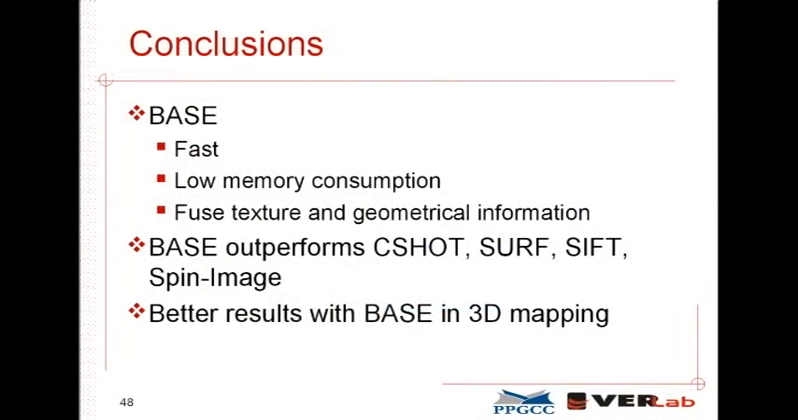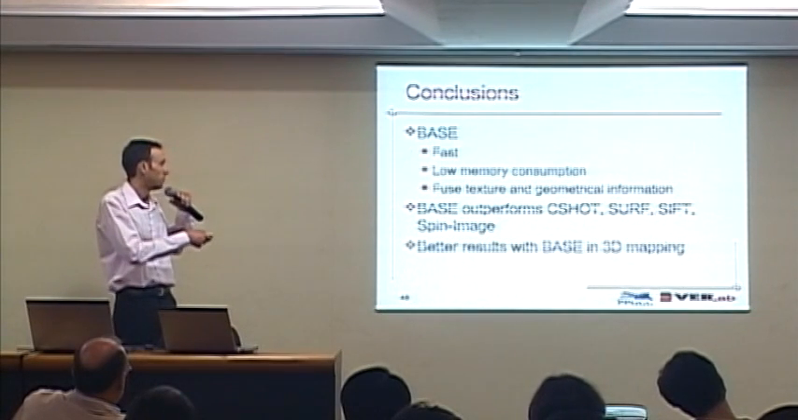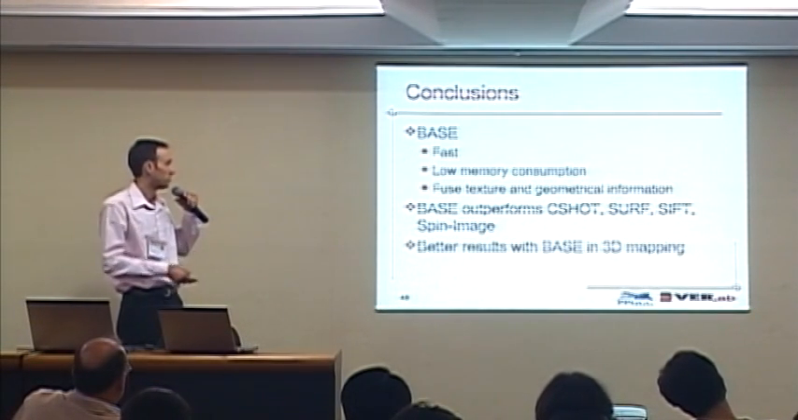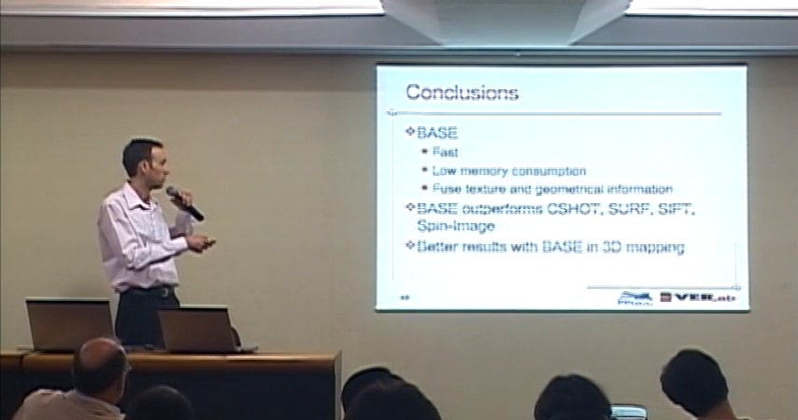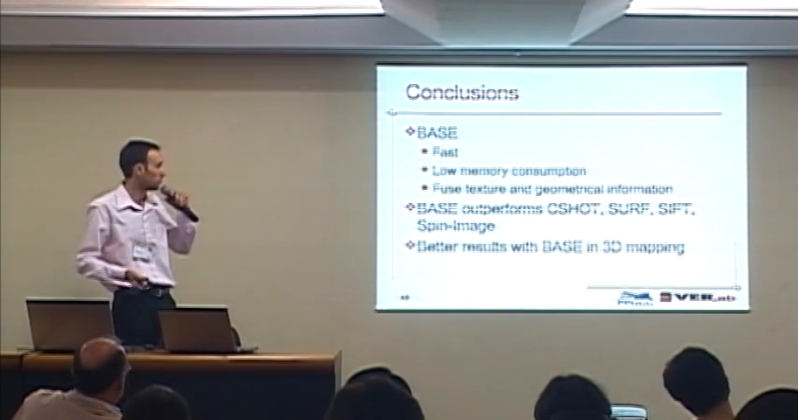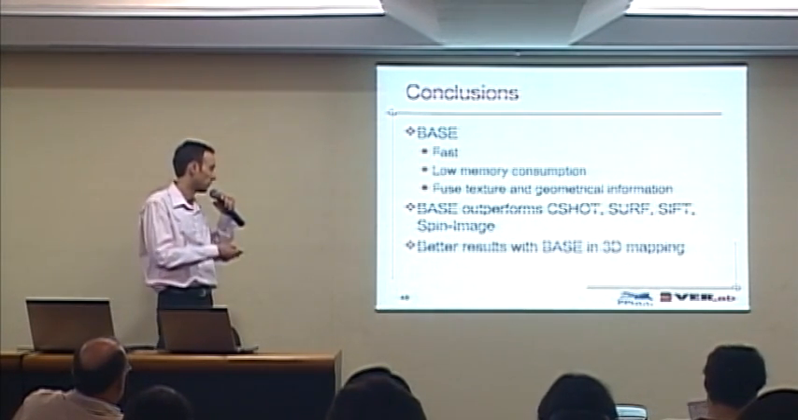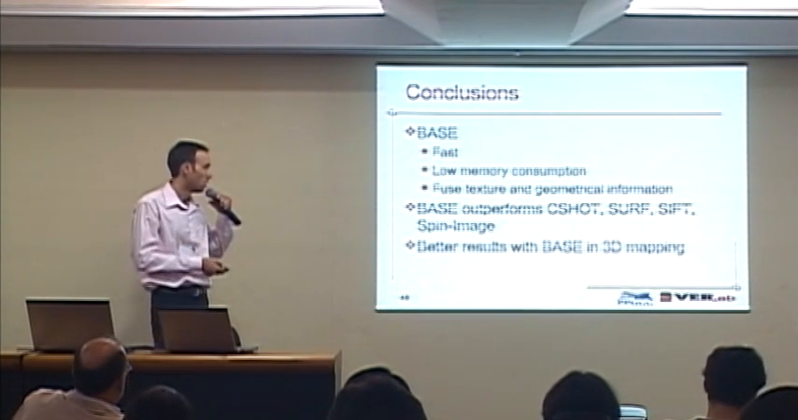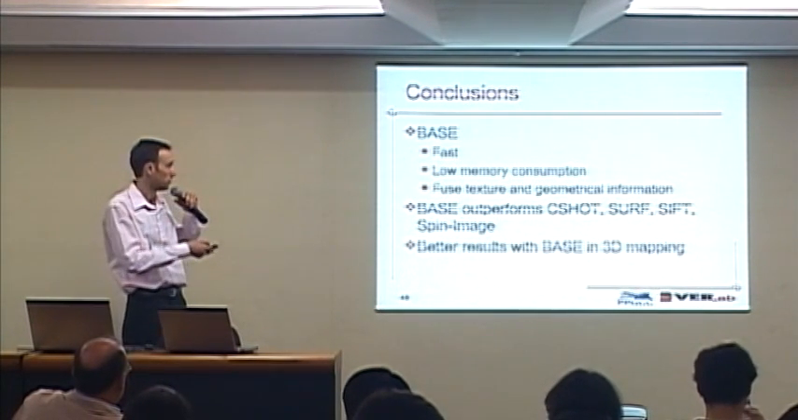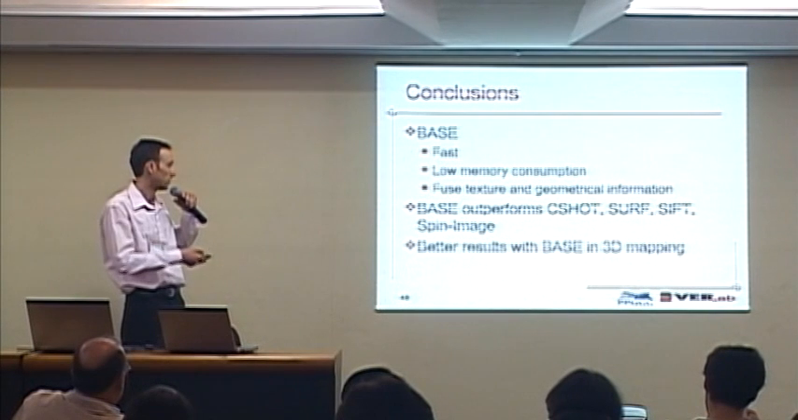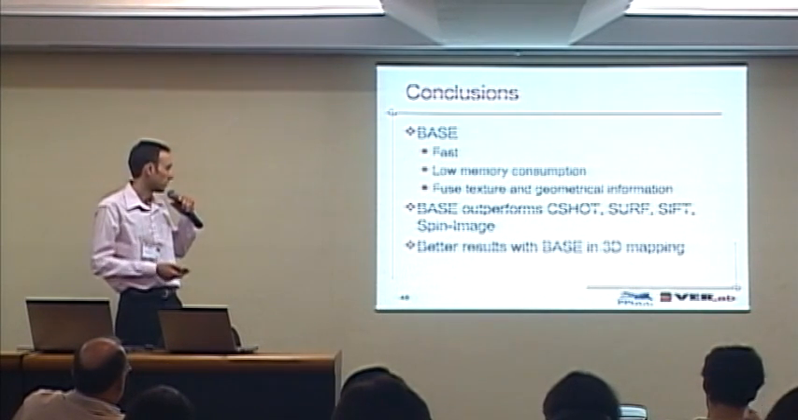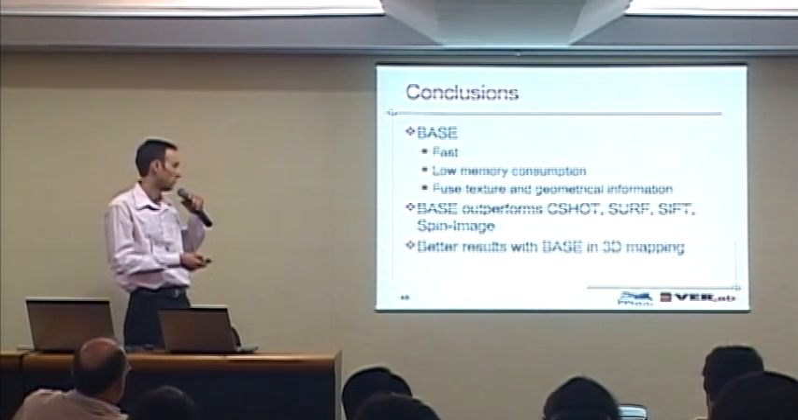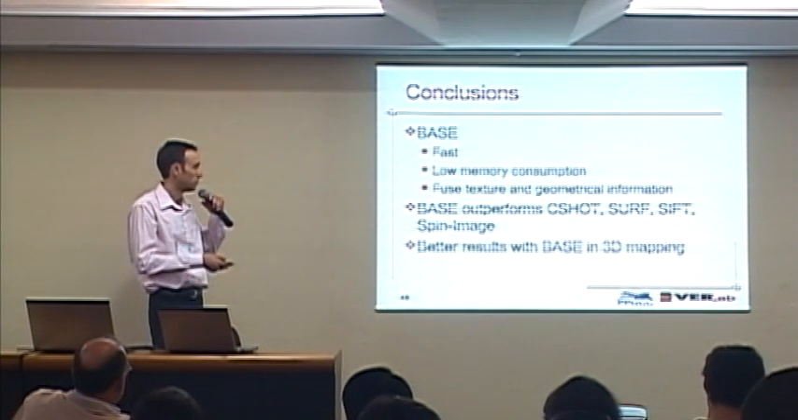So, as a conclusion, we present BASE, our novel descriptor that is fast, has low memory consumption, and is able to take advantage of both texture and geometrical information. Our experiments showed that BASE outperforms all other descriptors, including the state-of-the-art C-SHOT, and we had better results using BASE in three-dimensional alignment.